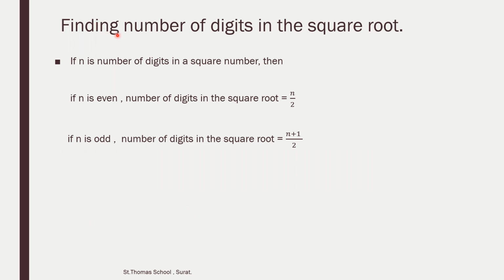This is another method of finding the number of digits in the square root. If n is the number of digits in a square number, then if n is even, the number of digits in the square root is n by 2. If n is odd, the number of digits in the square root is (n plus 1) by 2. Students, this is the formula you have to write in your maths notebook.